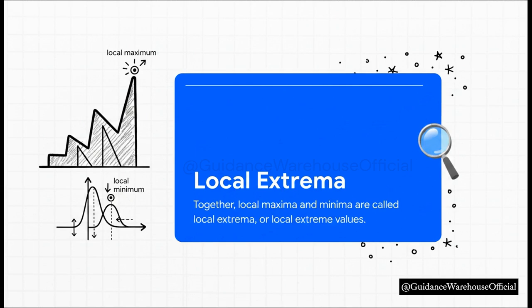When a function changes from increasing to decreasing, like the very summit of a hill on our coaster, that point is called a local maximum. It's the highest point compared to the little area immediately around it. On the flip side, when a function changes from decreasing back to increasing, so the very bottom of a dip in the track, that's a local minimum.